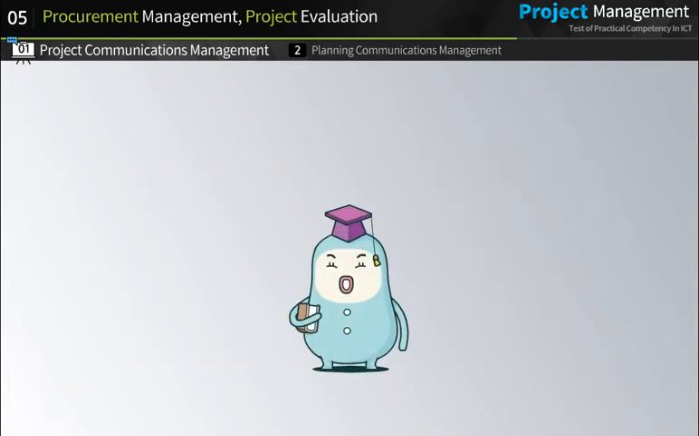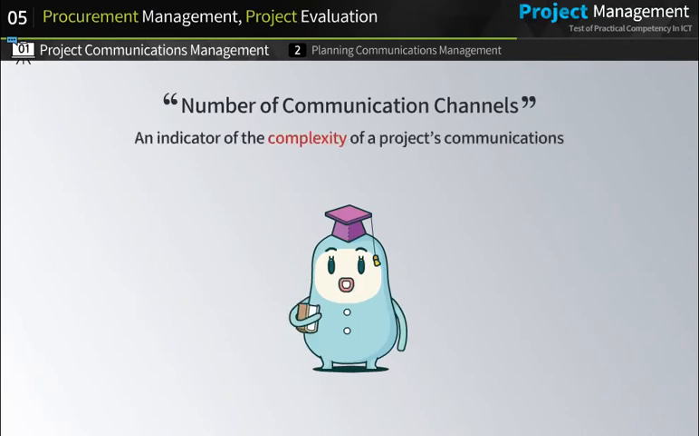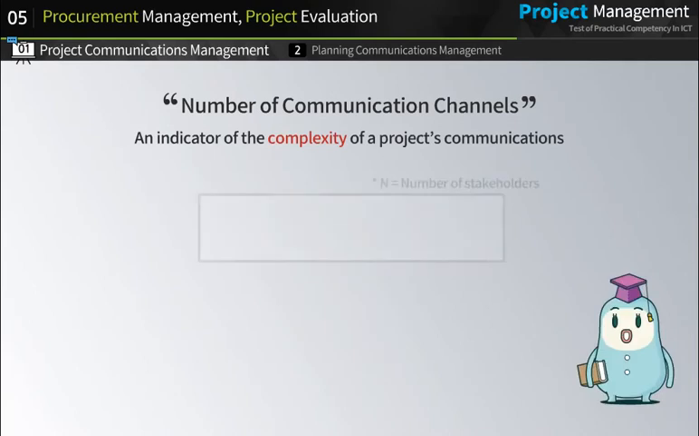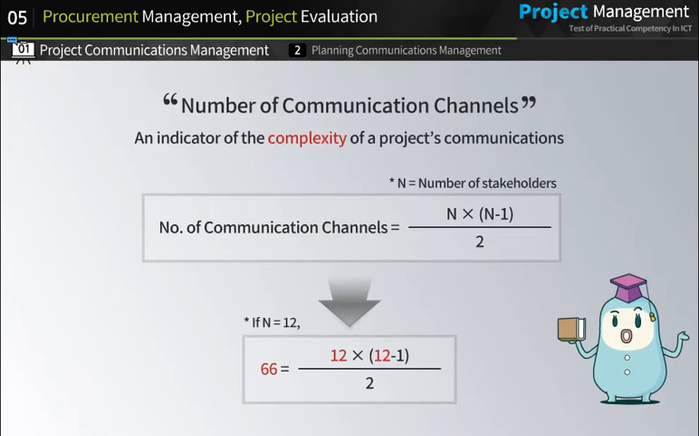As a project manager, I would like to share some knowledge about project communications. The number of communication channels in a project serves as an indicator of the complexity of a project's communications. If n is the number of persons involved in communications in a project, the total number of communication channels is n times n minus 1 over 2. For example, if 12 persons attend a meeting, the number of available communication channels is 66.